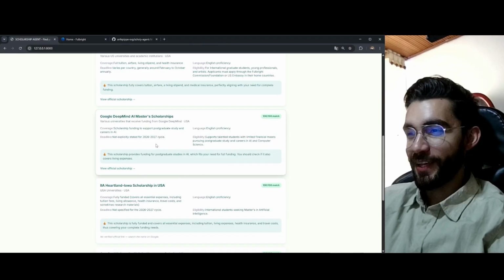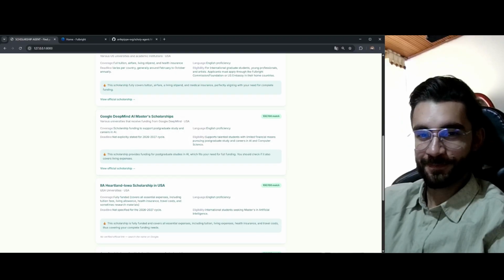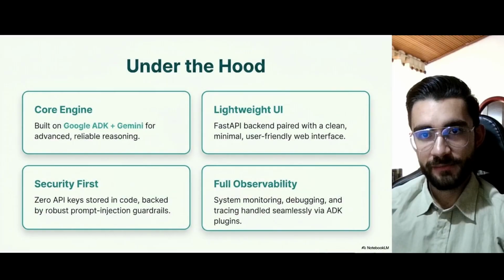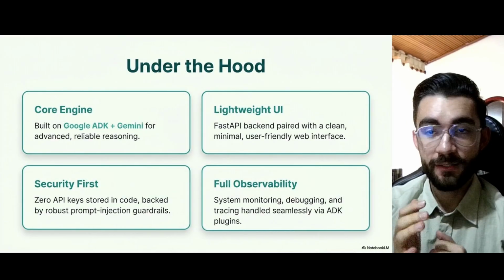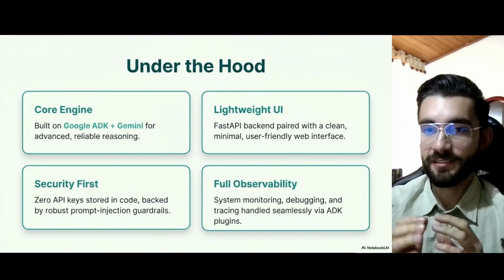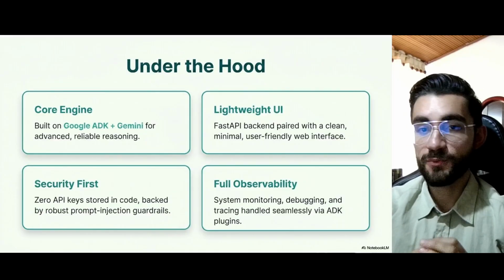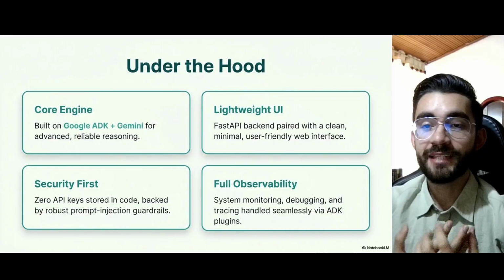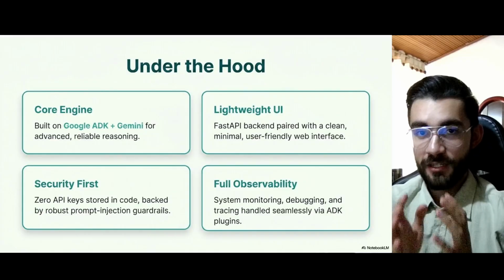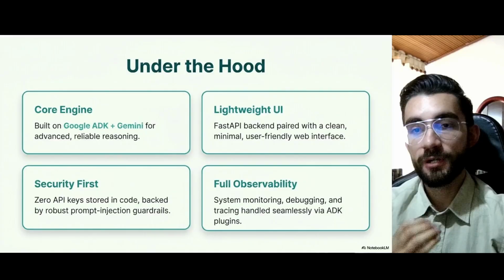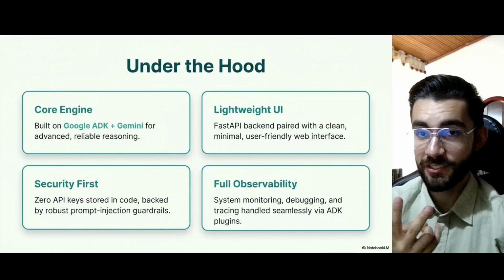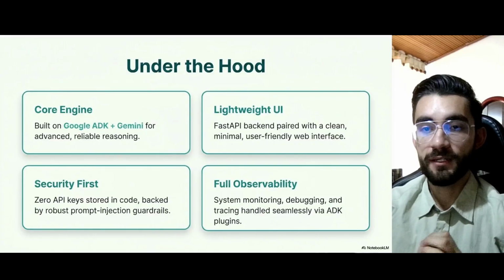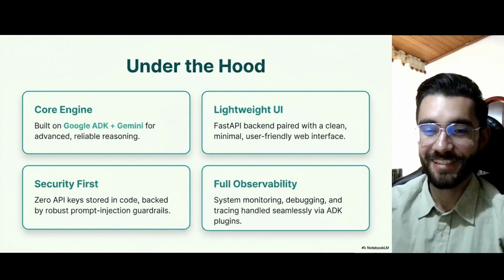And that's it. Thank you so much. How did I build it? The agents run on Google ADK with Gemini. The interface is a FastAPI backend with a lightweight, responsive web UI, and I designed it with security first. Zero API keys in the code, prompt injection guardrails in 2 layers, and full observability using ADK plugins.